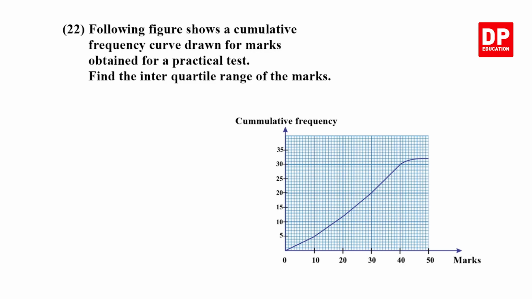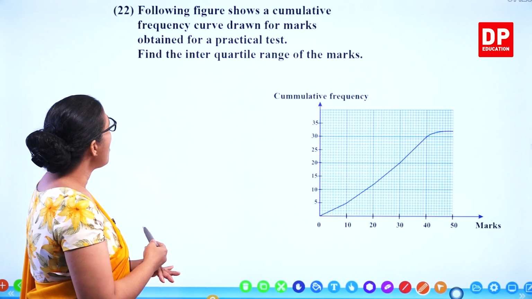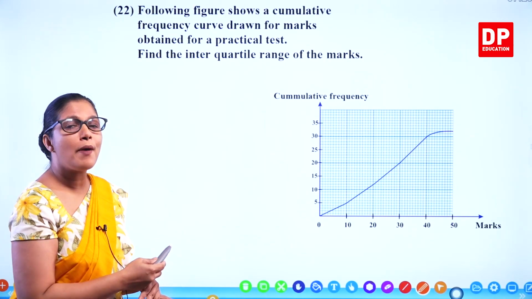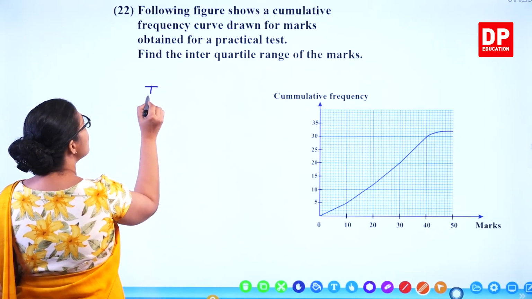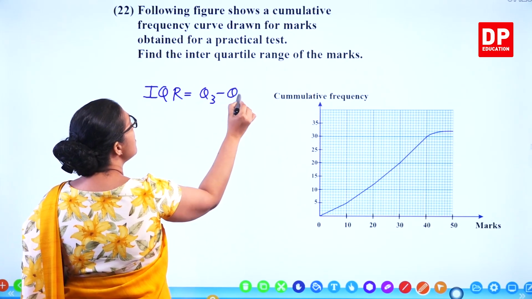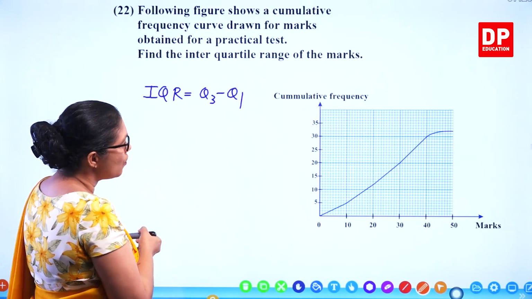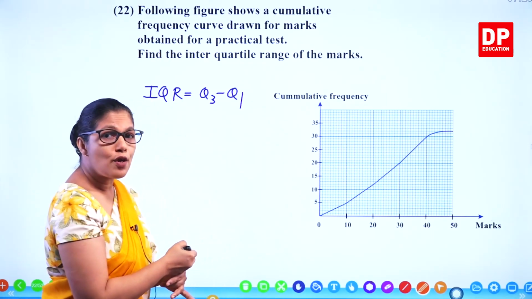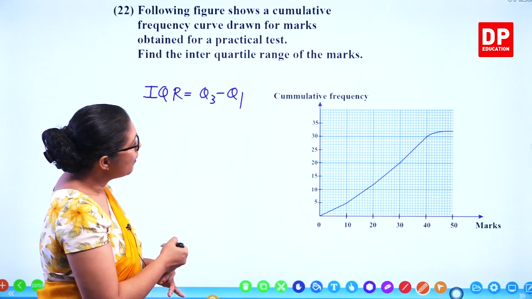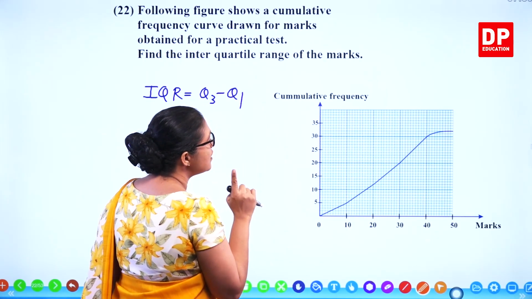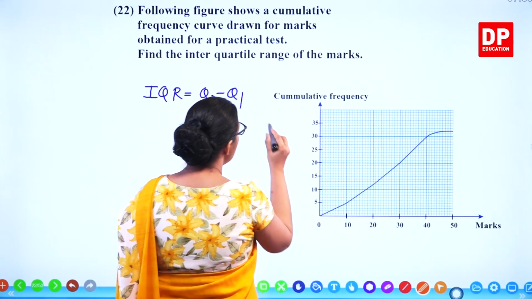Question number 22. Following figure shows a cumulative frequency curve drawn for marks obtained for a practical test. Find the interquartile range of the marks. So first thing you need to know, what is interquartile range? The difference between the third quartile and the first quartile. So we'll find the third one and the first one using the cumulative frequency curve. Look carefully, what's the total? Total is 32. N is 32 here.